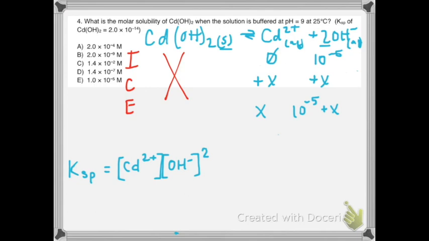Okay, so we can go ahead and put in x for our cadmium concentration, and 10 to the minus 5 plus x squared for our hydroxide concentration.